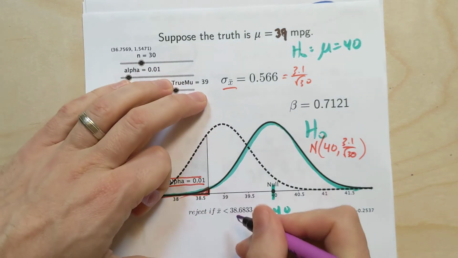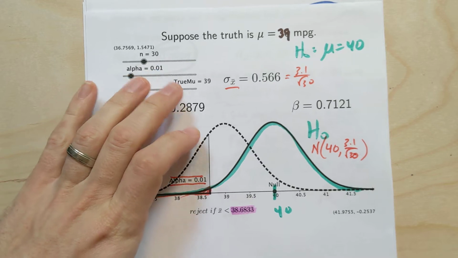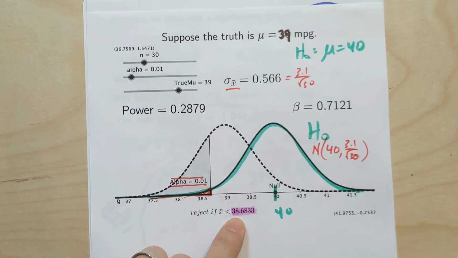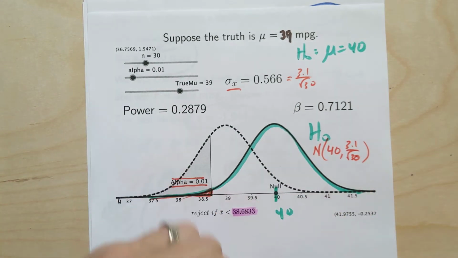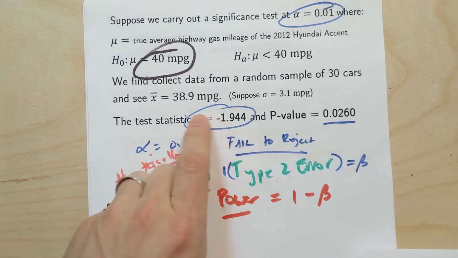What kind of sample means are we talking about? Well, I did some math, and in another video, I'll walk you through the math. It ends up saying that the sample mean would have to be something that's less than 38.68. So if you recall, the actual sample mean that we got in our scenario, which I have on this paper here, was 38.9 miles per gallon.